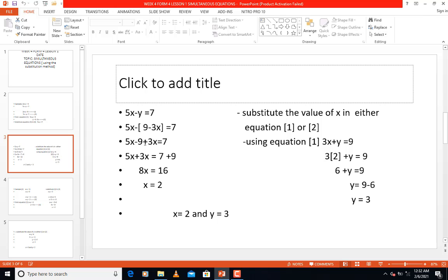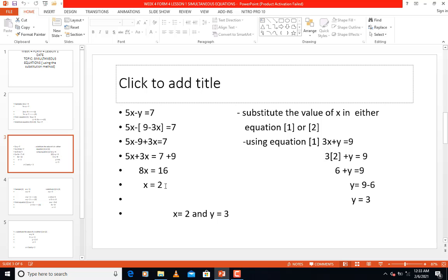5x minus 9 plus 3x is equal to 7. You can see I introduced the brackets. That is the advantage of introducing brackets, especially if there is a negative outside. Once you remove the brackets, this negative is going to change all the operations inside. As you can see, it's now minus 9. Here it's positive 3. After that, group like terms: 5x plus 3x is equal to 7 plus 9. So 8x is equal to 16. x is equal to 2.